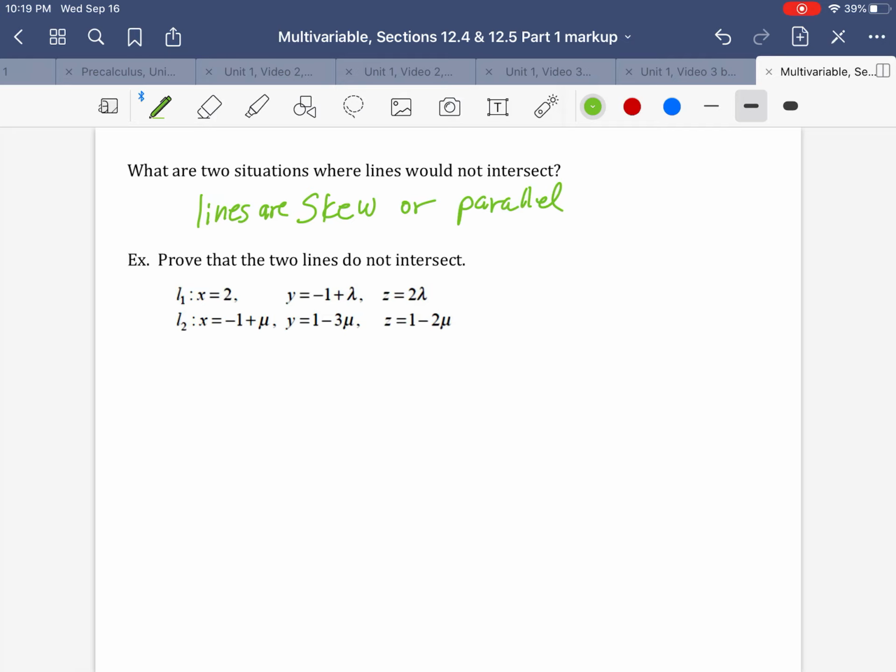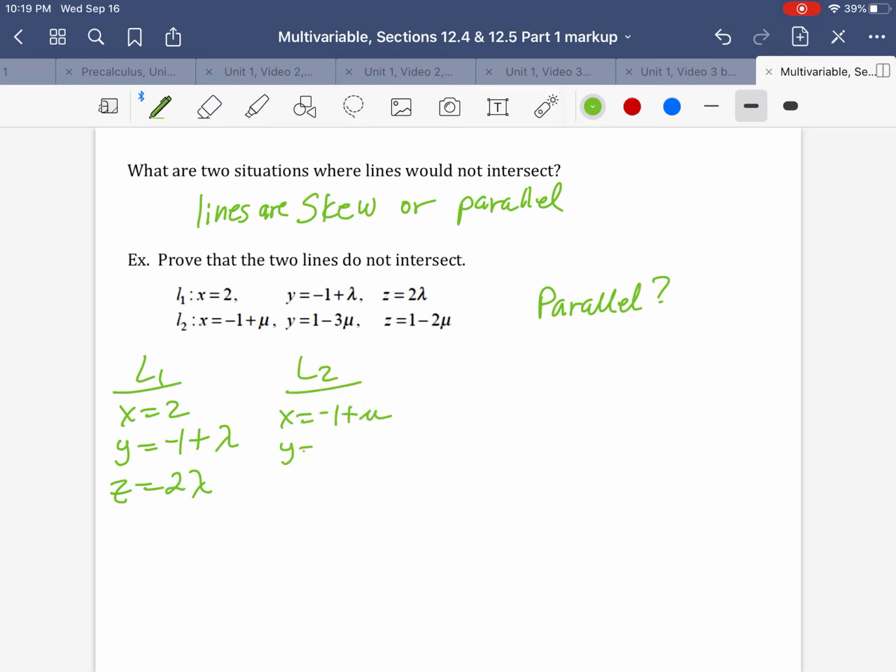So first of all, I'm going to check, are they parallel? Let's see. The first line, line 1, goes like this: x equals 2, y equals -1 plus lambda, and z equals 2 lambda. Line 2 is x equals -1 plus mu, y equals 1 minus 3 mu, and z equals 1 minus 2 mu. All right, so for these lines to be parallel, they have to have the same direction.